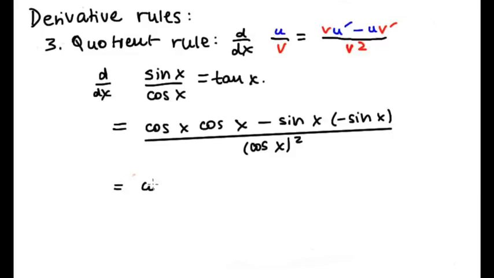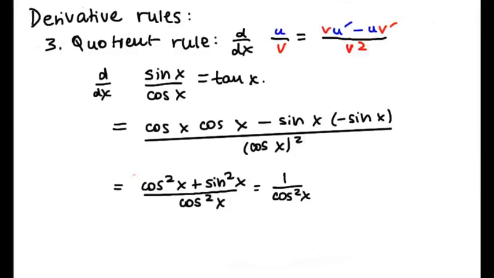This is going to be equal to cosine squared x plus sine squared x, all of that over cosine squared x. And what is cosine squared x plus sine squared x? Well, that's just 1, right? The Pythagorean identity. So we get 1 over cosine squared x. And if you remember from your trig, 1 over cosine squared x is the same thing as secant squared of x. So the derivative of tangent of x is secant squared of x.